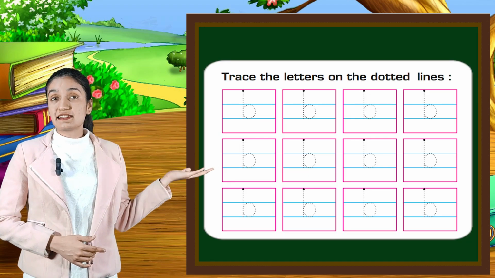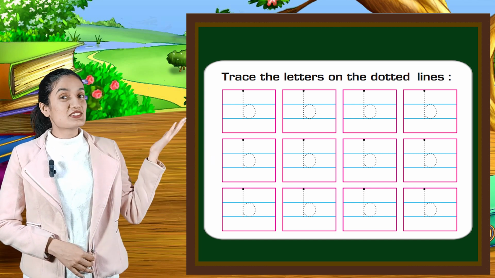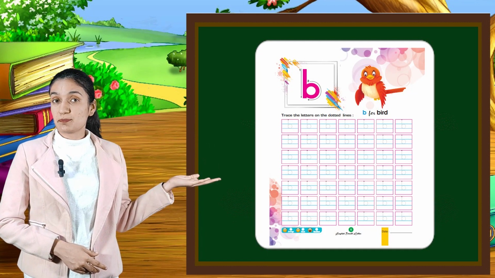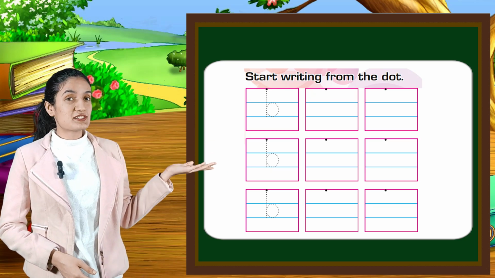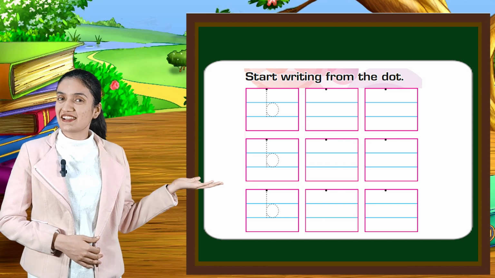Now, trace the letters on the dotted lines. So kids, in the same way, join all the dots and make it B. And in the end of the page, write the date. Now, start writing with the dot. So kids, उसी तरह सभी dots को join करना है.